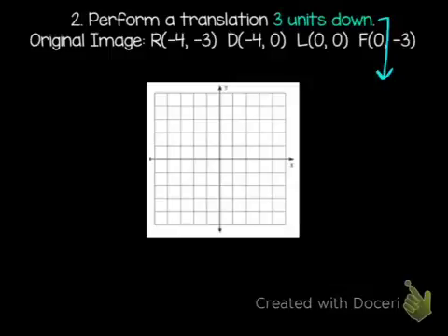So the first thing I want you to notice is that when we're talking about 3 units down, that is going to be on our y-axis. So our y is the one that goes up and down. And if we want to go down, it means that we want to go minus, so negative 3. And we're going to be subtracting 3 from our y values.